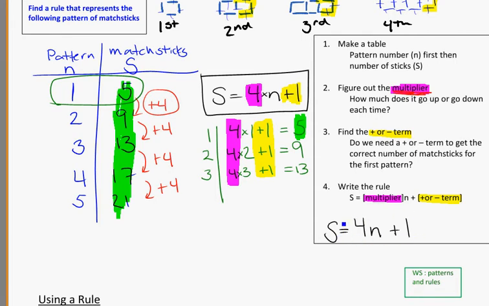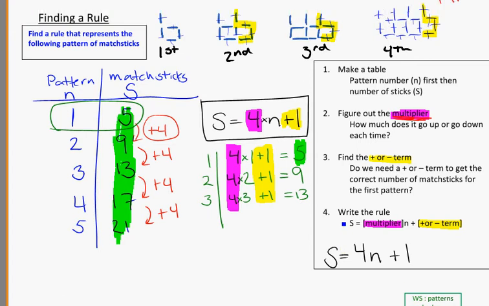So just to go through that one more time. First step that we did was make a table with the pattern number first and the number of matchsticks second. We've got the first pattern with 5 sticks, you count them up, second pattern 9, third pattern 13, fourth pattern 17, fifth pattern 21. And we notice that each time our pattern has to increase by plus 4, because each time we're adding 4 new matchsticks onto the pattern. So that plus 4 that we notice it's going up by each time becomes what we call our multiplier.